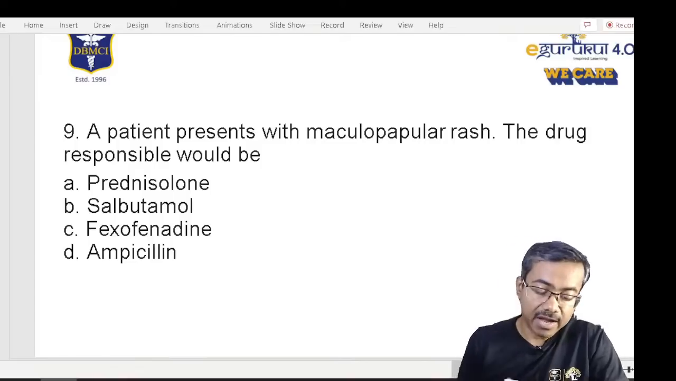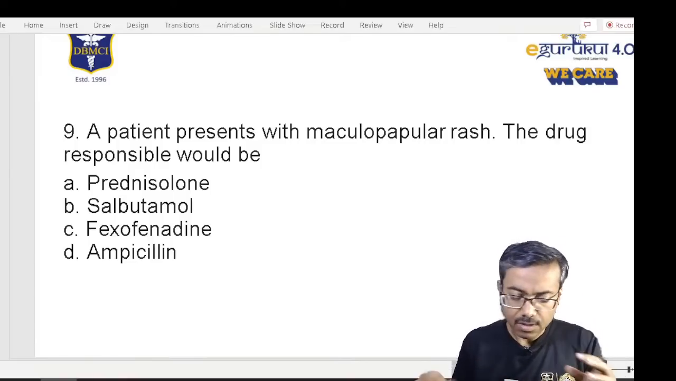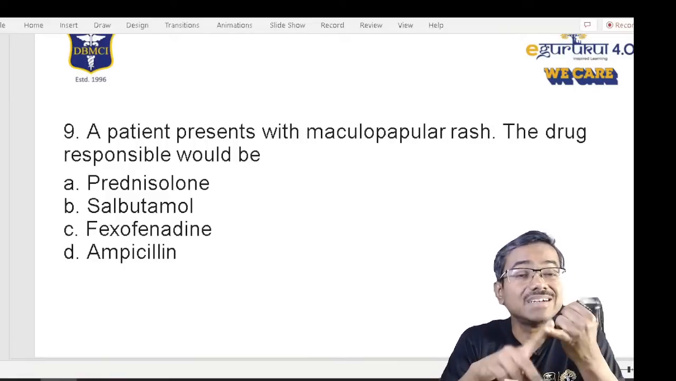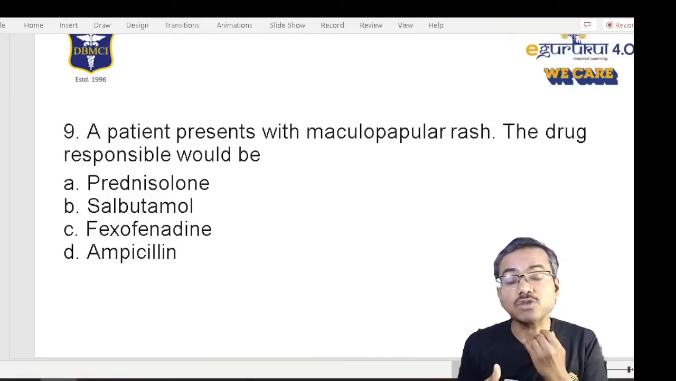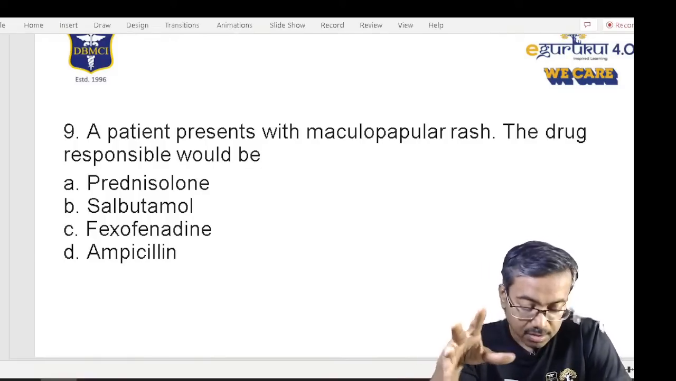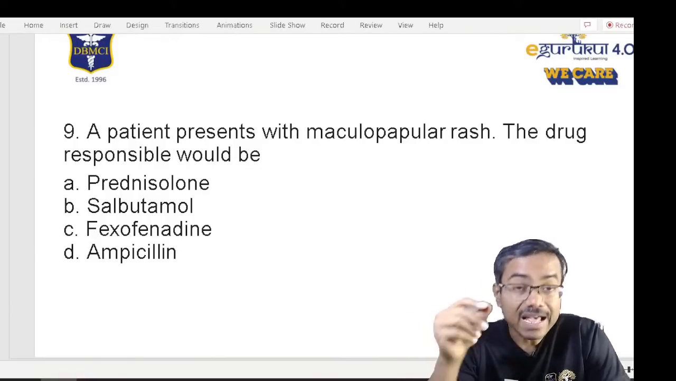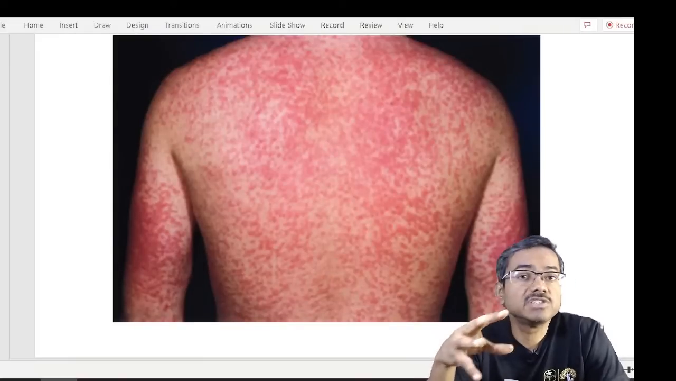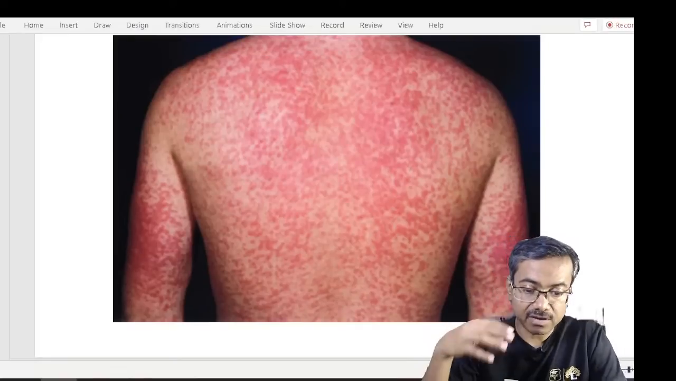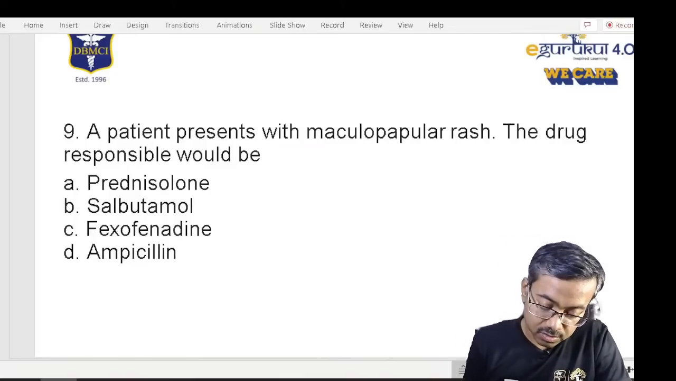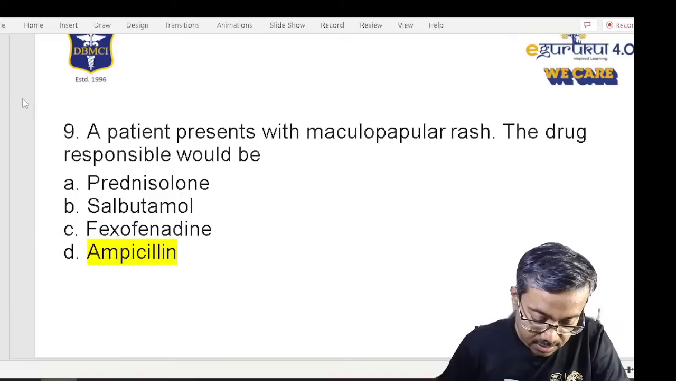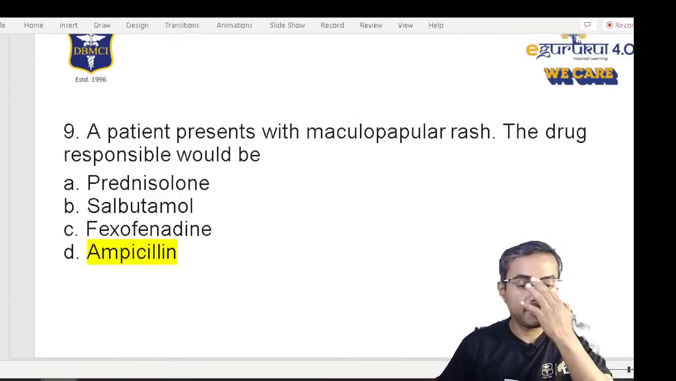Now, we're almost coming to the end. This, I think, is the last question you want to do. A patient presents with maculopapular rash, the drug responsible. Now, prednisolone is not a drug for causing a rash. It doesn't cause a rash. Salbutamol, not really common. Fexofenadine is an antihistaminic, doesn't cause it. Ampicillin group of drugs. This is the image given. A big rash with the penicillin group of drugs, a very common penicillin, ampicillin. That is the answer for this particular condition. Got it clear? Right. So with this, we are through with 50 questions.